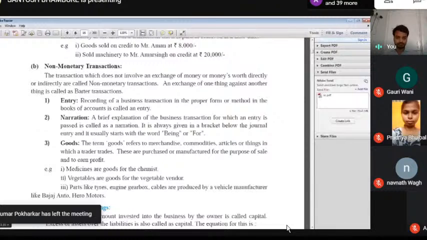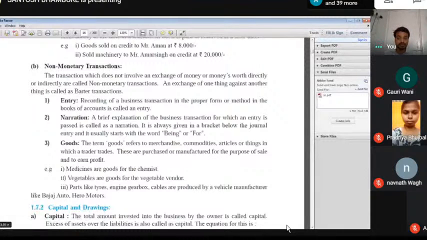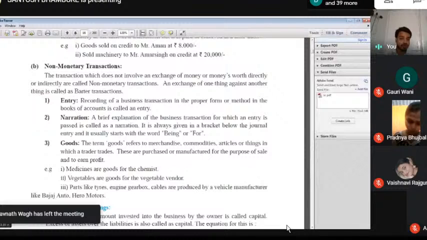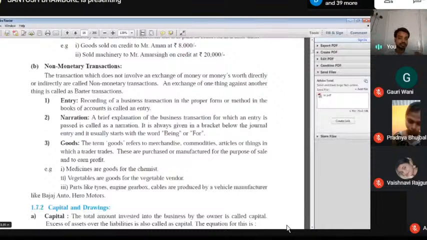Our second point, narration. Narration means brief explanation. Explanation means some more and more information about that point. A brief explanation of the business transaction for which an entry is passed is called a narration. It is always given in a bracket below the journal entry, and it usually starts with the word being or for. Remember, if you want to write something below the journal entry, then you enter being. The students get admission in Anna Sahib Avte College.